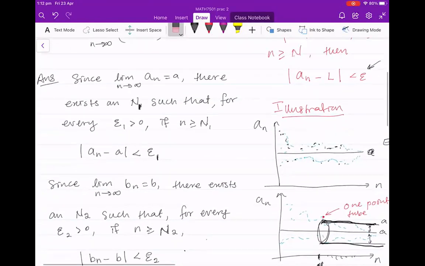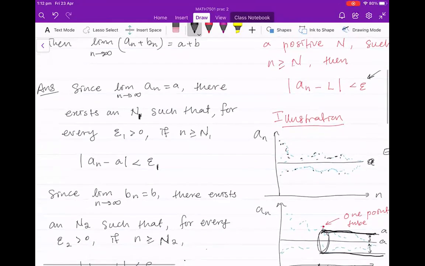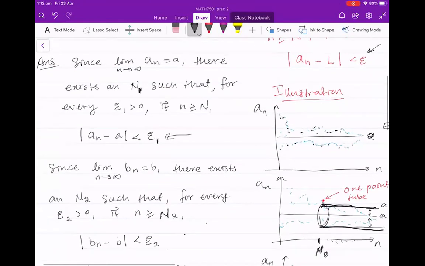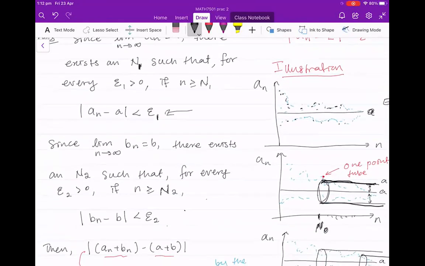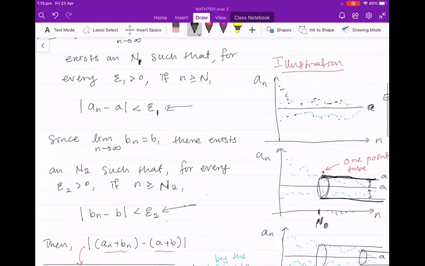Okay, let's see. This is just me writing the definition of a_n goes to the limit a. If that happens, there exists n1 such that for every epsilon 1, if n is bigger than or equal to n1, that's true. And similarly for epsilon 2, there exists n2 such that if n is bigger than or equal to n2, that's true. Then how would you start with this step?